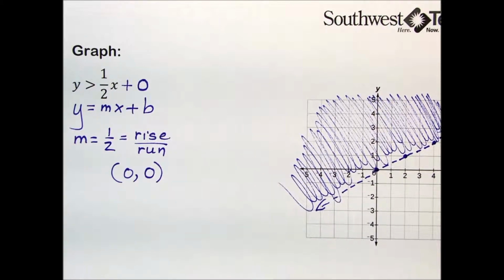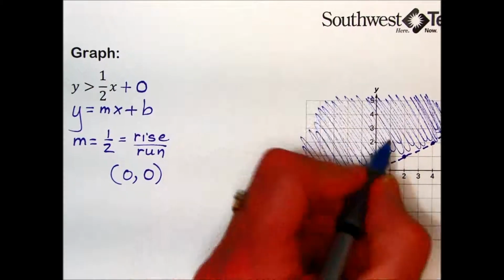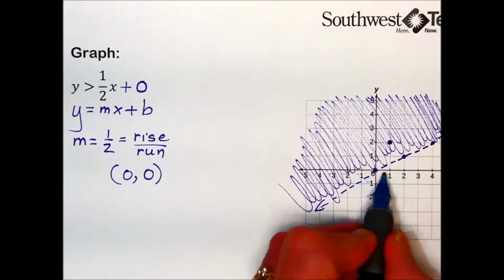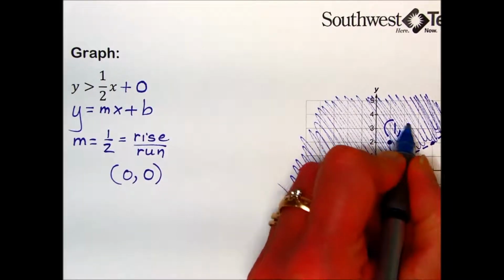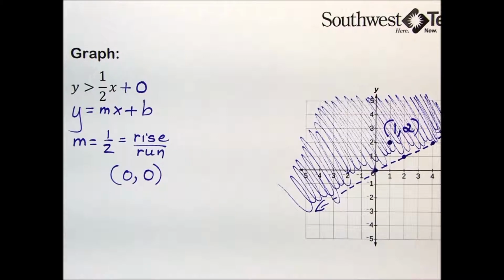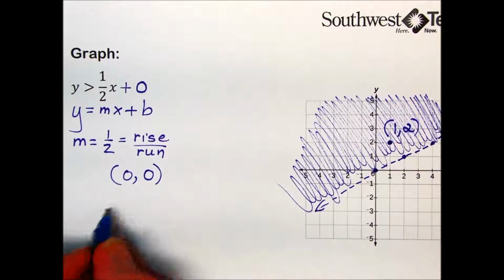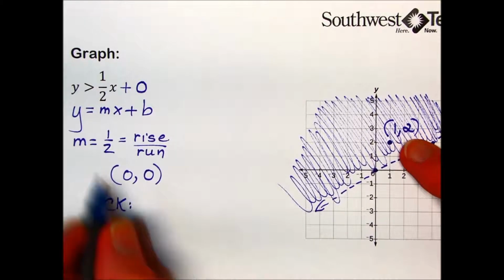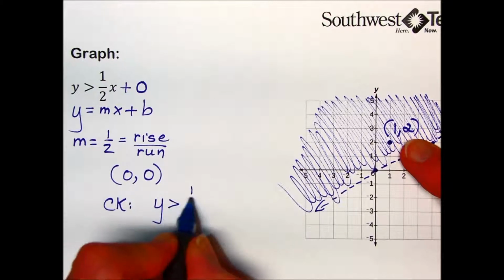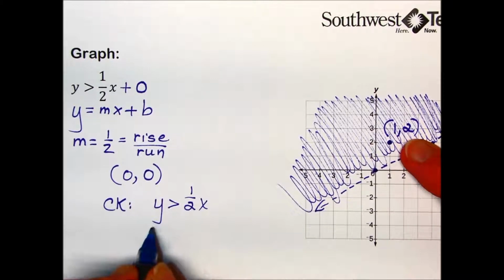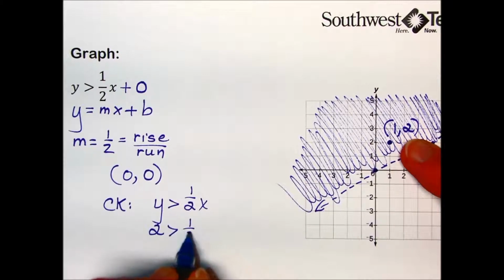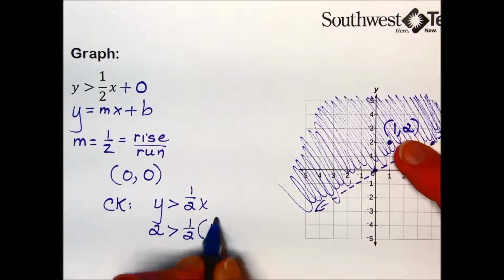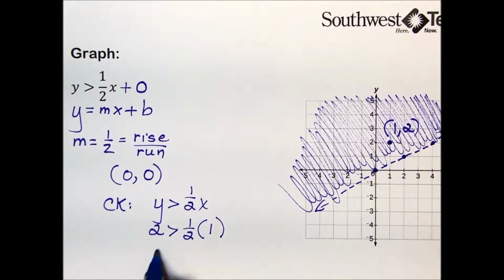And just to help illustrate what we're doing, if we pick a point in this shaded region, for example, this point here has the coordinates (1, 2). This point should satisfy this inequality. So just for a check, I am choosing y to be 2. In the linear inequality that's given, we'll put a 2 in place of y, a 1 in place of x, and see if we get a true statement.